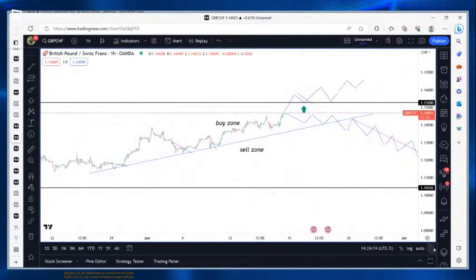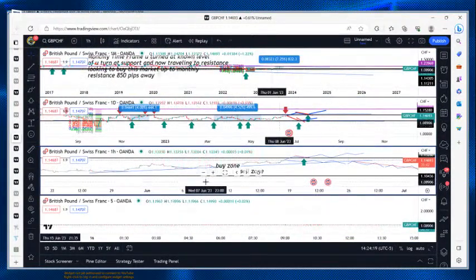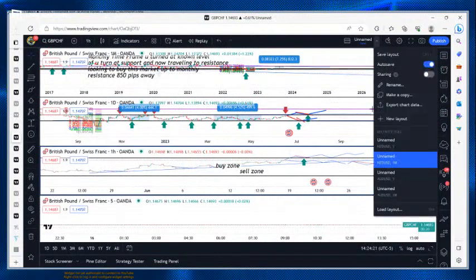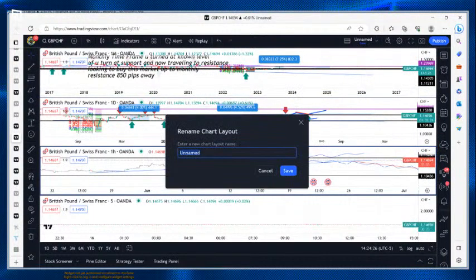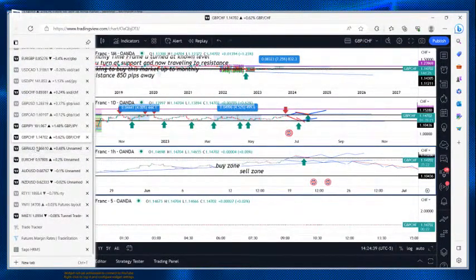All right. So that is the British pound, the Swiss franc. Let's go ahead and save this. Rename it first. Rename it GBP, Swiss franc. All right. So we got the British pound, Japanese yen, British pound, Swiss franc done.